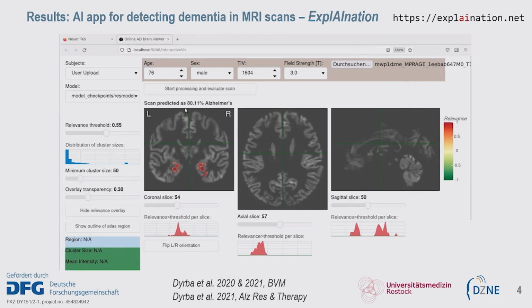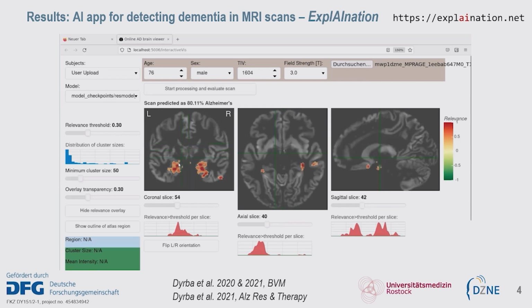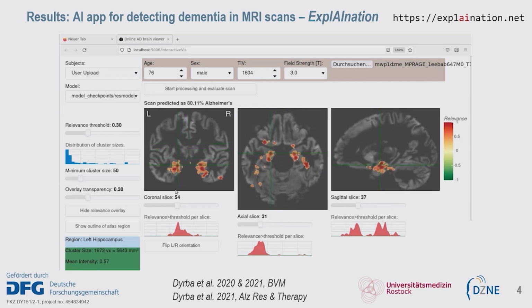You can upload an image, then it evaluates it and gives you the probability of Alzheimer's disease, or the likelihood for that particular patient. Then it visualizes the relevance maps and shows, here you see it nicely in the hippocampus as well as some other regions, where it thinks the patient is most likely affected and where atrophy is most present. So that's what we already published. You can read it up and try it out on our website as well.